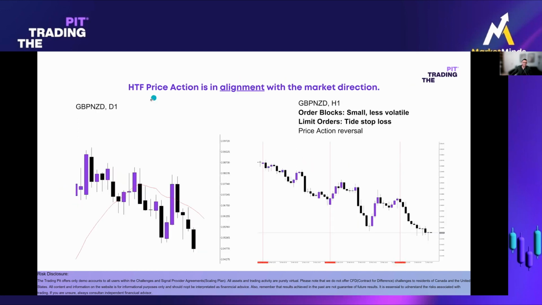The second case is when the higher time frame price action is in alignment with the market direction. That's an example from yesterday, again on the Pound New Zealand. This is the daily chart. The market was trending down, lower highs and lower lows. The reversal occurred, the market followed through, another reversal here, it took out this pin bar, and we are here now.